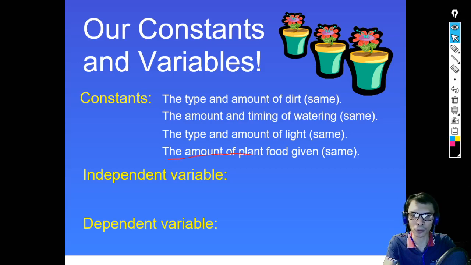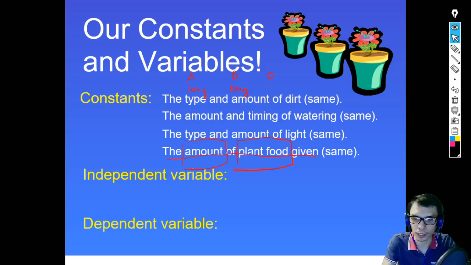We can also include the amount of plant food given. What makes plant food part of the constants? Because of this amount. There is a certain amount of plant food that you will give to the plant, and not all of them will have a different amount. For example, Group A will receive 100 grams of plant food, then Group B will also receive 100 grams.